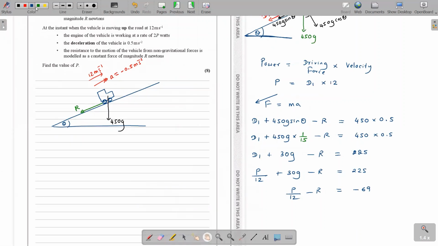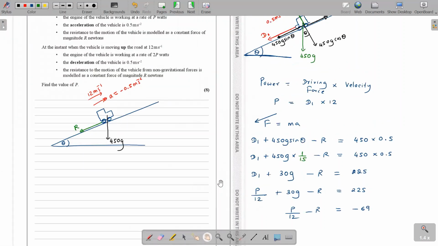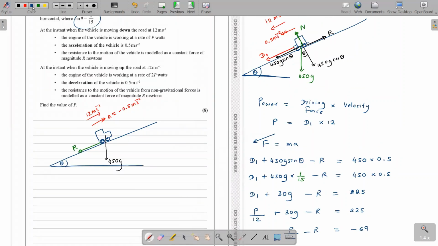Let's go for the other equation for the next diagram. The vehicle is now moving up the road. So now the driving force is acting up, because the vehicle is moving up. This time I'll use D2, the different driving force. Here also you have your normal reaction. There's no big change in the normal reaction, because the resolving of 450G is exactly the same.